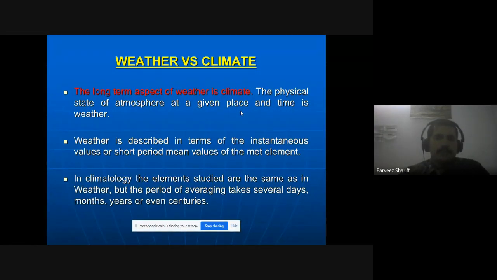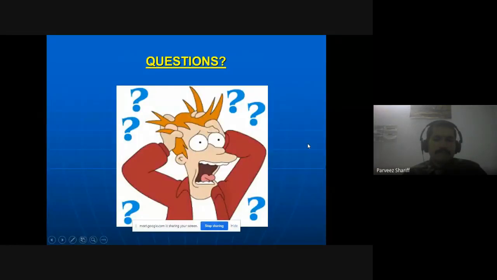Weather is described in terms of instantaneous values or short period mean values of the met elements. From the definition of climatology, the elements studied are the same as in the weather, but it is for several days or months or years or centuries. So far, if you have any queries, you can ask.